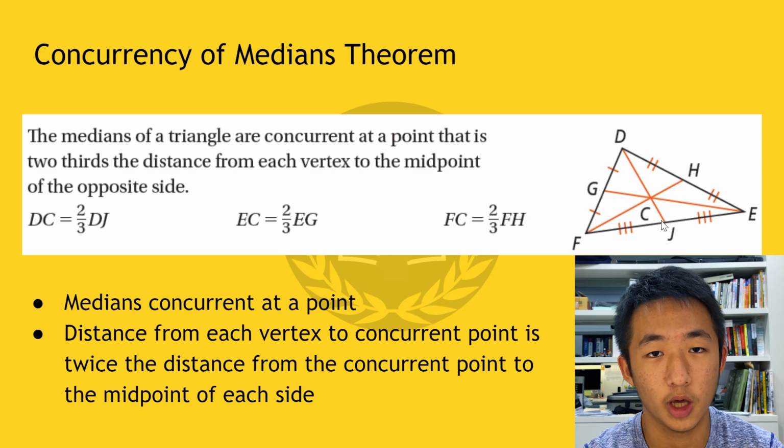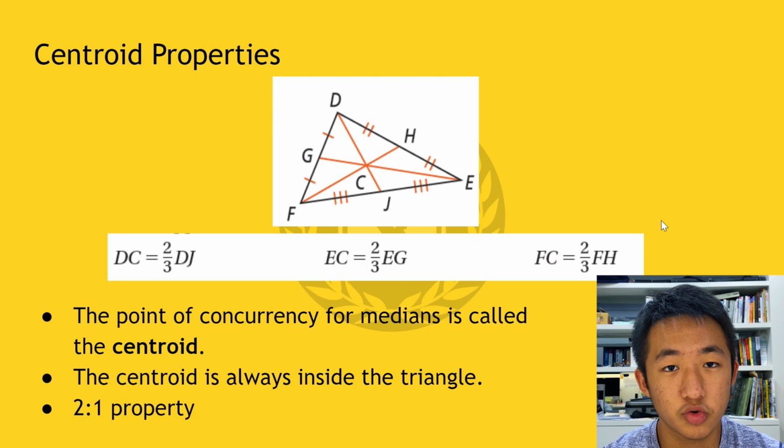The point of concurrency for medians is also more commonly known as the centroid. The centroid is always inside the triangle, and as previously mentioned, the 2:1 ratio property stands for all centroids within all triangles. The last concurrency theorem is on altitudes.